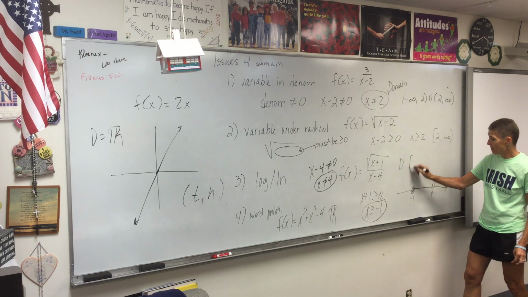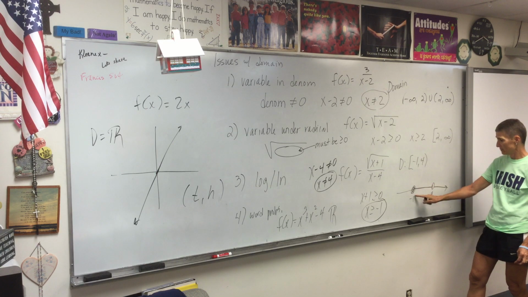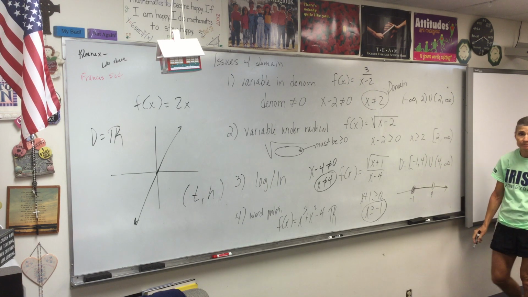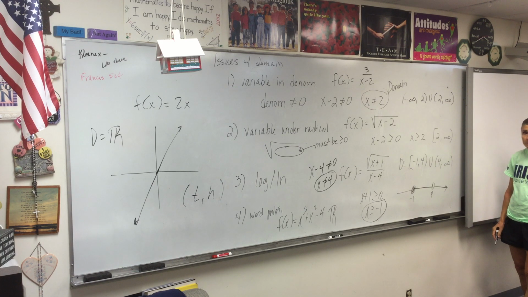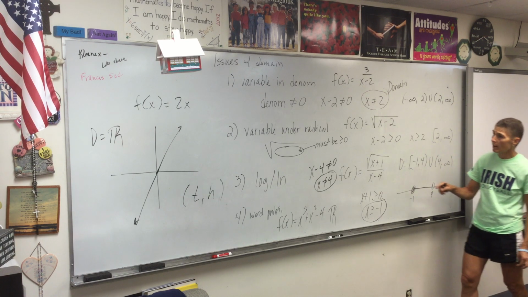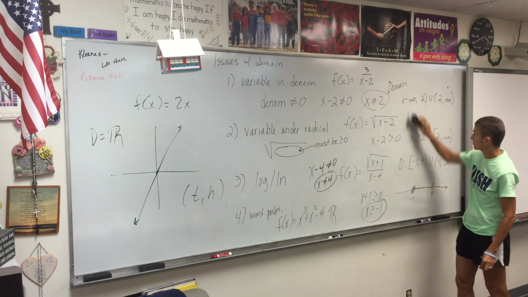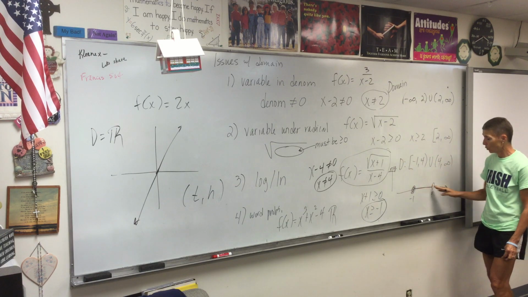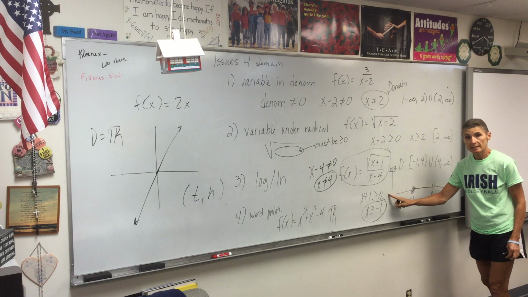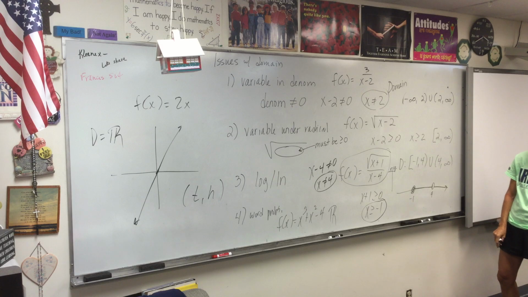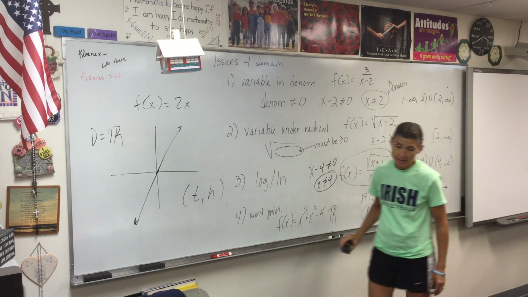So my domain is everything from -1 to 4, or everything from 4 to infinity. Your possible input values are numbers here or numbers here. Those are the only numbers, if you were going to set up a t-chart and graph this function right here, that you could put input into x. And then whatever came out would come out.